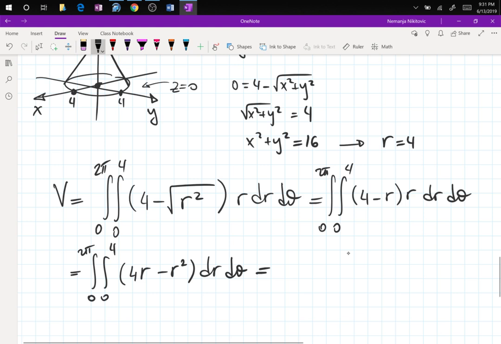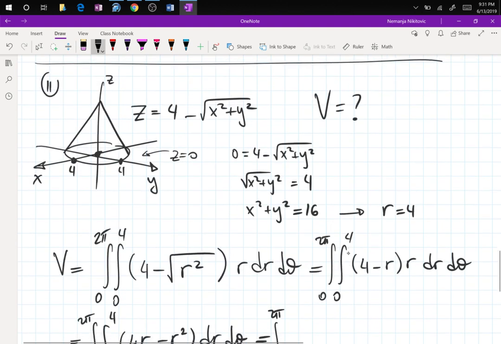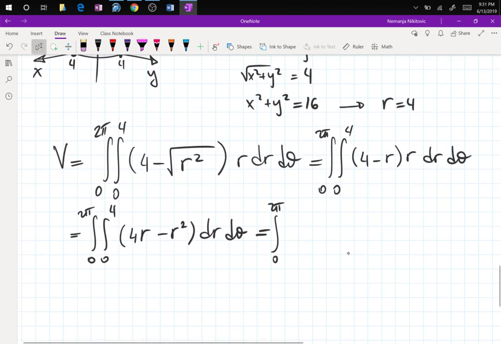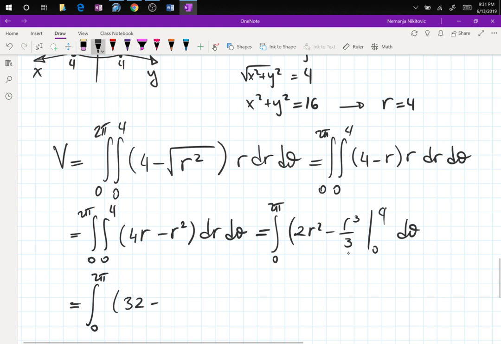So now you will integrate r, that's 0 to 2 pi. By the way, this is problem 11 in your textbook. I didn't mention that, but when we integrate r, we get 2r squared minus r cubed over 3, calculated from 0 to 4, and we still have d theta to deal with. So 0 to 2 pi, plug in 4, 32, minus 64 over 3, and then minus 0, that goes away, d theta.